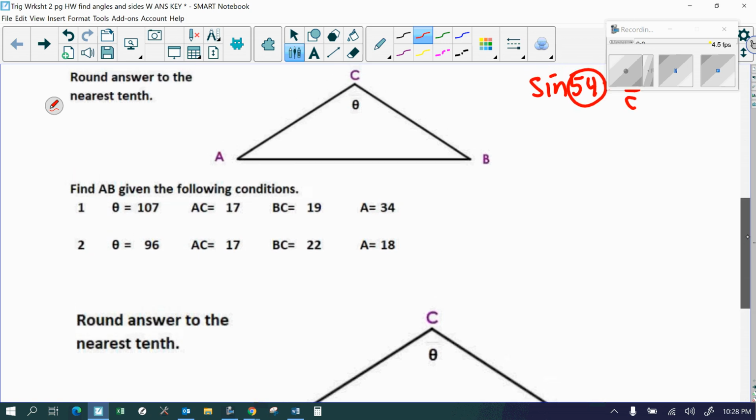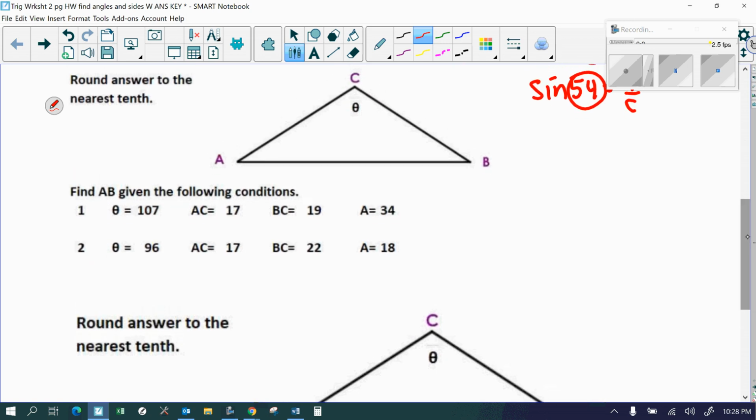Oh no, we hadn't done one quite like this before. Okay, round to the nearest tenth. Given, find AB. So AB is what we're trying to find right here. Again, I'm going to draw my right angle there, my altitude or height. So we'll call it H for height. Given that theta is 107, that whole angle is 107. AC is 17, BC is 19, and remember when it has a capital, that means angle A is 34.